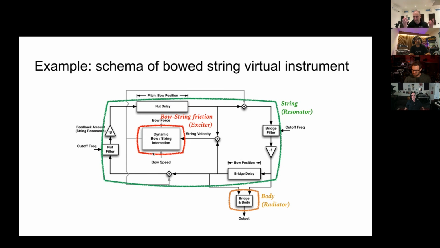the energy, let's say. And the outcome goes through the body, that is the radiator. The main purpose of the body is to provide the frequency, the spectrum, and the phase fingerprint of the instrument, let's say.